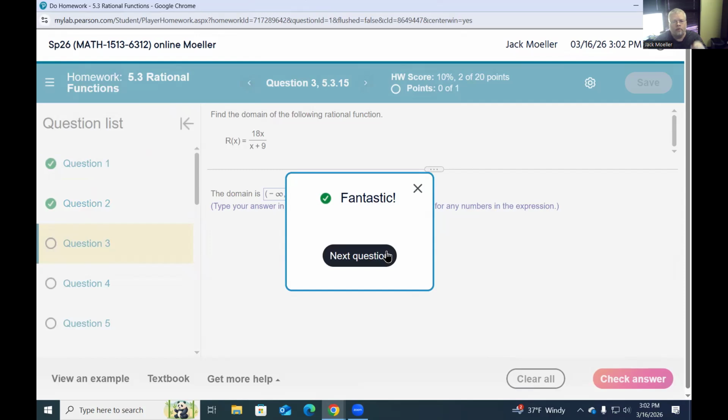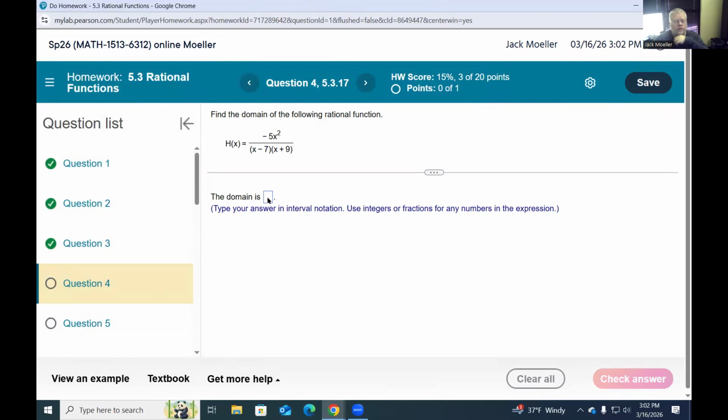So make sure when you're doing your intervals in 5.3 that you're using the union. On the test, if you put a comma between them, I will give you full credit, because that's how they did it in the last section. But unfortunately, like I said, they're not consistent in how they approach this. So that's the domain.